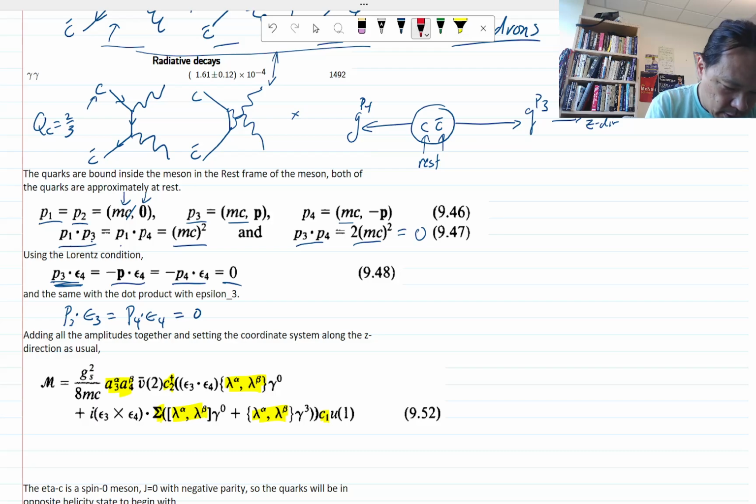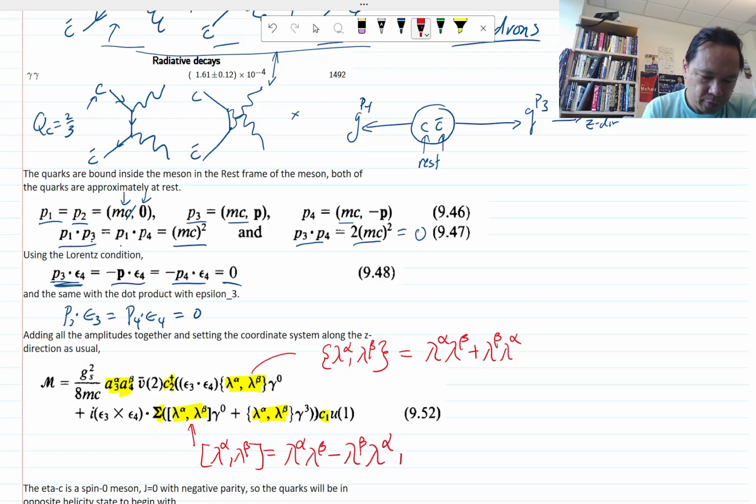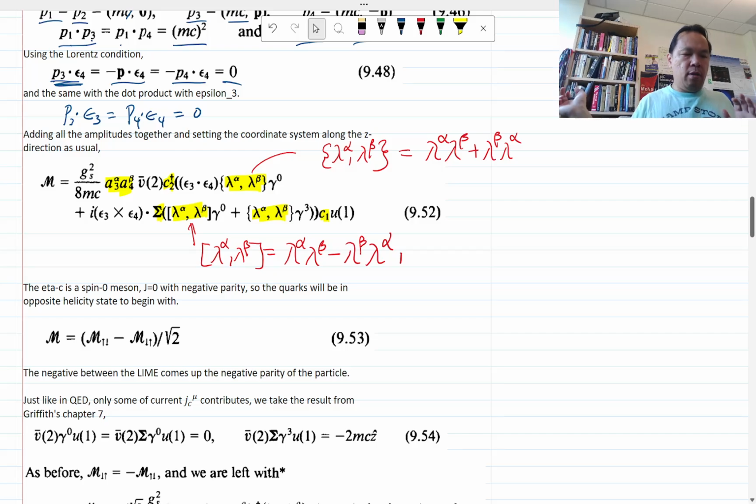And what I want to make sure to denote is that whenever you have a curly brace, alpha, beta, that signifies the anti-commutation relation, meaning you're actually calculating lambda alpha lambda beta plus lambda beta lambda alpha. Where you have the square brackets, those are the regular commutation relations, where you're calculating lambda alpha lambda beta minus lambda beta lambda alpha.